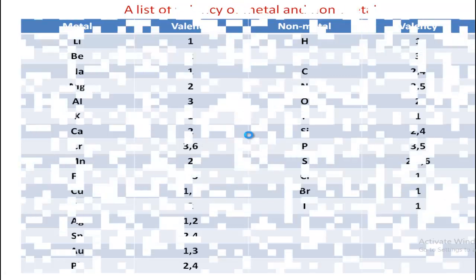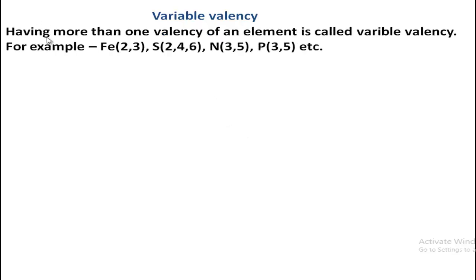Now we will know about that. Yes, this is variable valency. So what is variable valency? Having more than one valency of an element is called variable valency. Generally an element has one valency, but when any element carries two or more, that is more than one valency, then that is called variable valency.